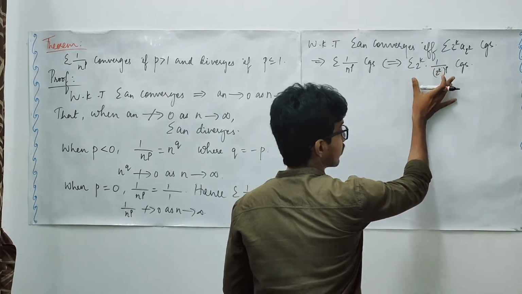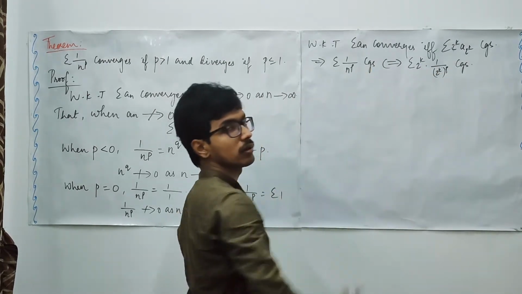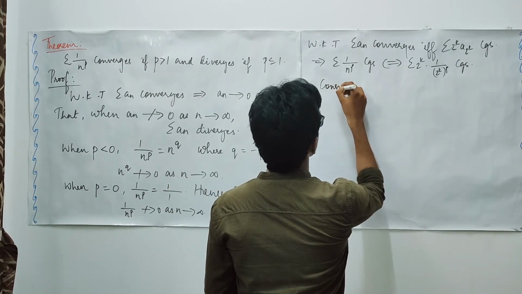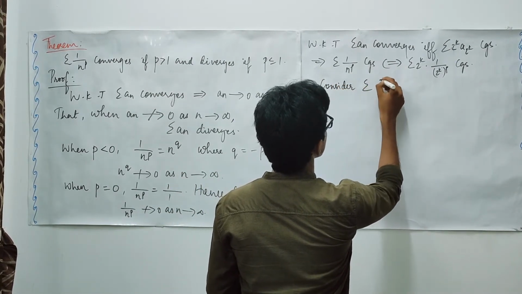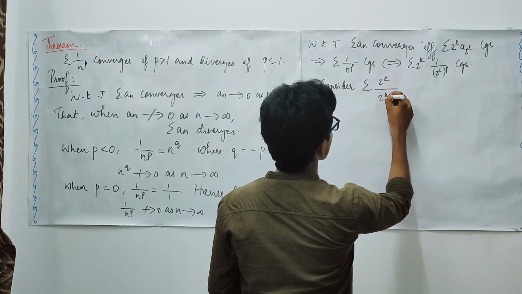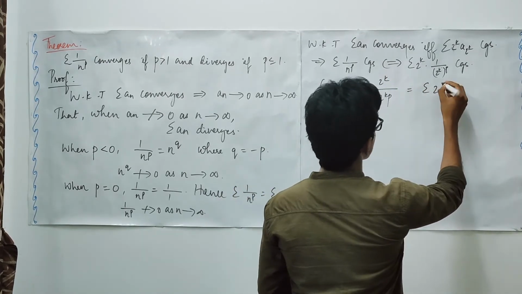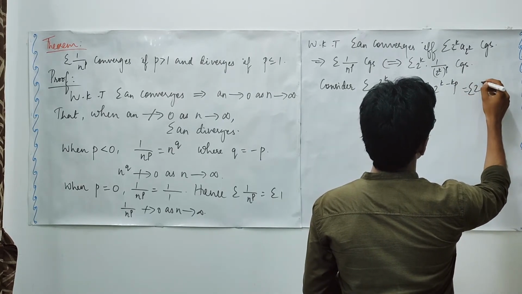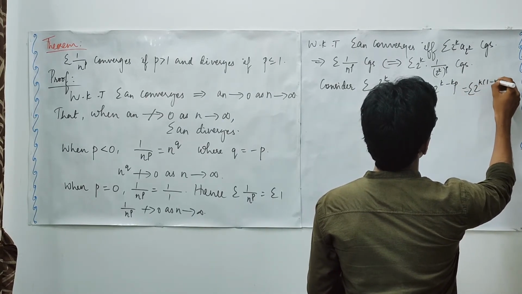Now let us check the convergence of this one. What is it? Summation 2 power k upon 2 power kp. This becomes summation 2 power k minus kp, and summation of 2 power k times (1 minus p).